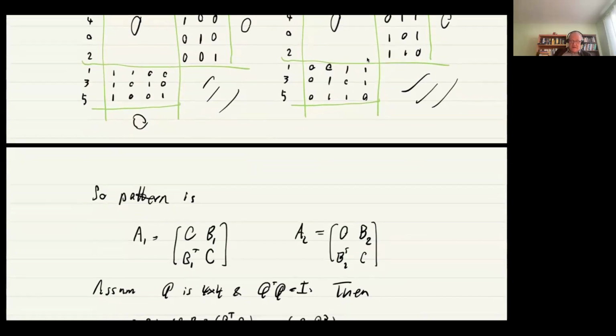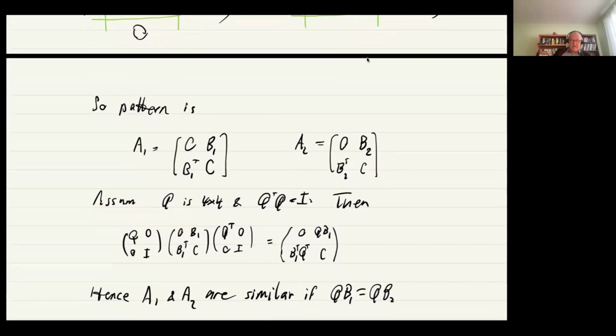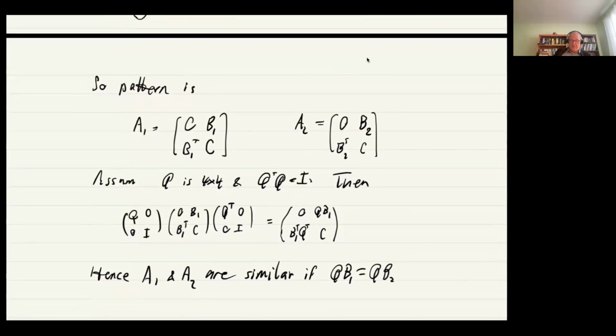Well, the pattern we have is A1 has this form, 0, B1, B1 transpose, C, and A2 has this with B2 in place of B1. Now, the trick is that it seems like I ignore C. The idea is to assume Q is a 4x4 matrix, and it's orthogonal. Q squared is the identity.